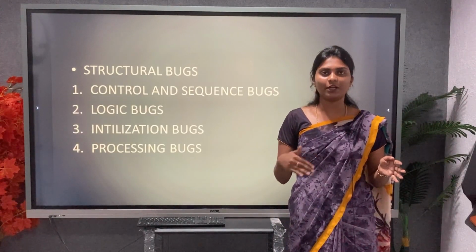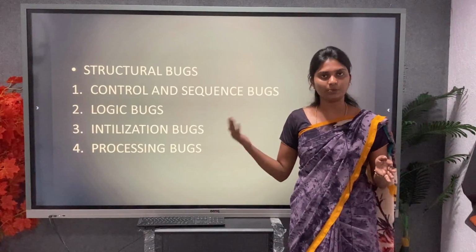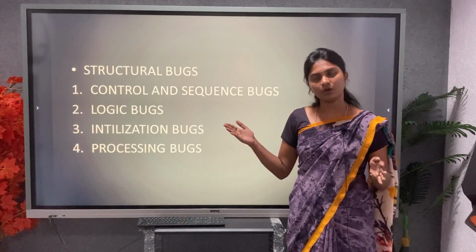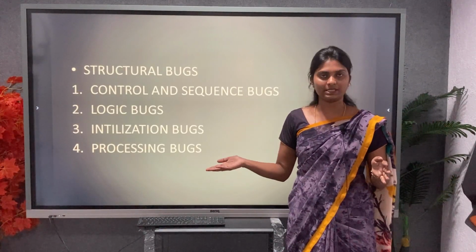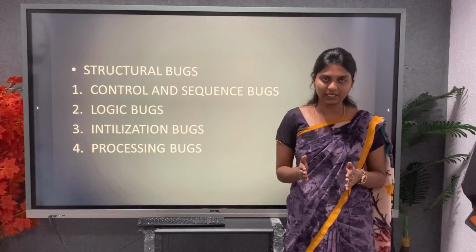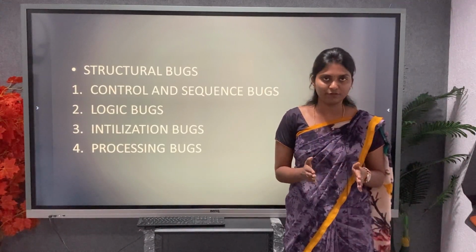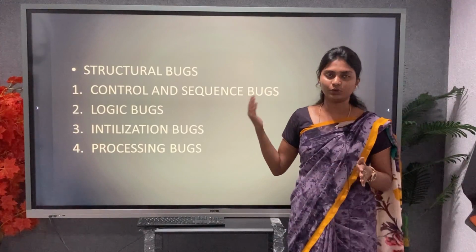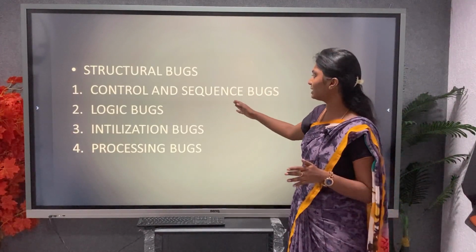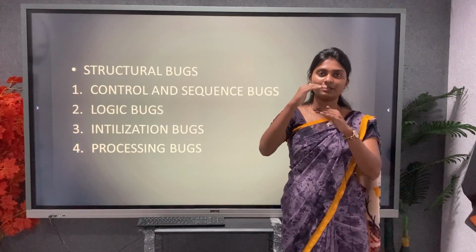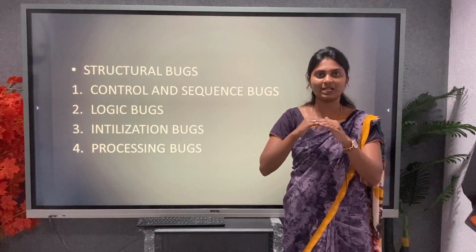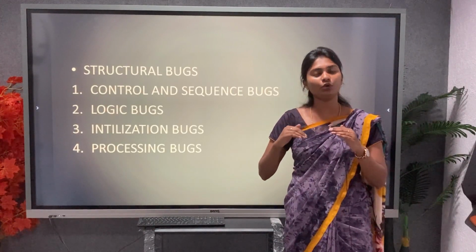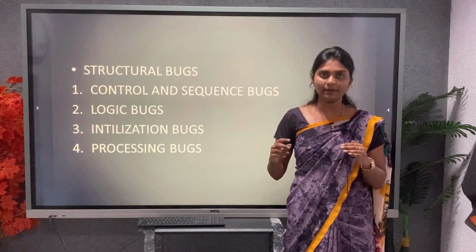Without main we cannot implement the next point. We can't go to the next step. The starting step is the header functions and the main function. After that only we will continue. So control and sequence bugs mean a starting step from header to sequential access, meaning sequentially we have to develop the code.